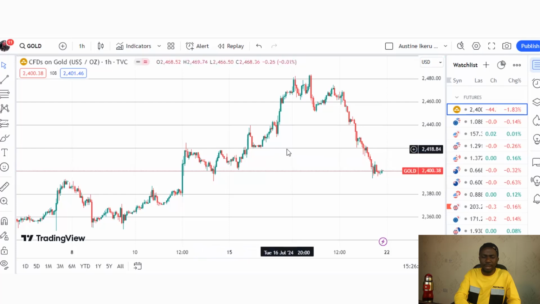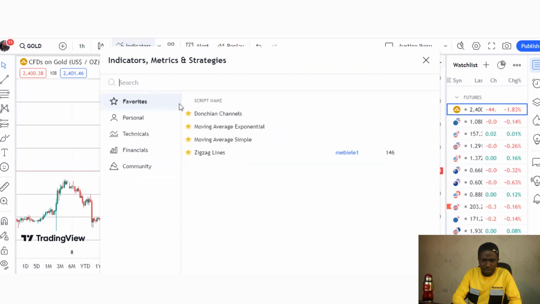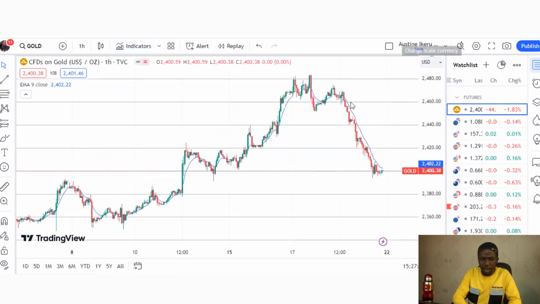Right? So you can clearly see here that the price is in an uptrend, right? From here the price is going up, and then suddenly the price began to go down, right? So this is a 1 hour time frame. For you to trade this strategy profitably, we need to go to the indicator. So you simply go to the indicator, you search for moving average exponential, and this is it. You click it once and it opens. So now we go to the settings.